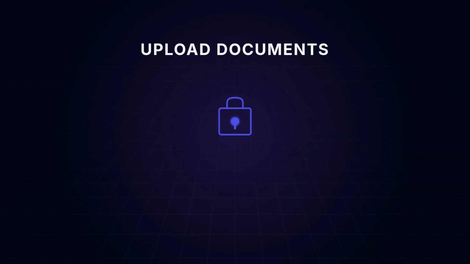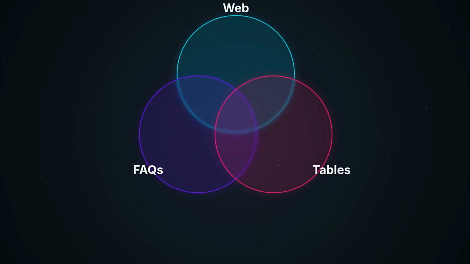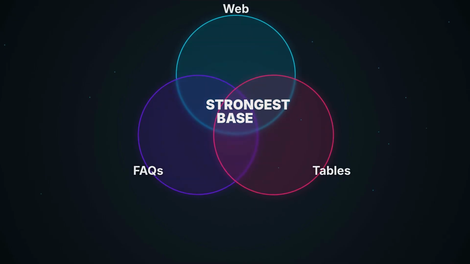You can also upload documents and files, PDFs, guides, training materials. These files allow your AI agent to reference detailed resources. Never rely on only one type of source. The strongest knowledge bases combine multiple sources: web, FAQs, tables, and docs.